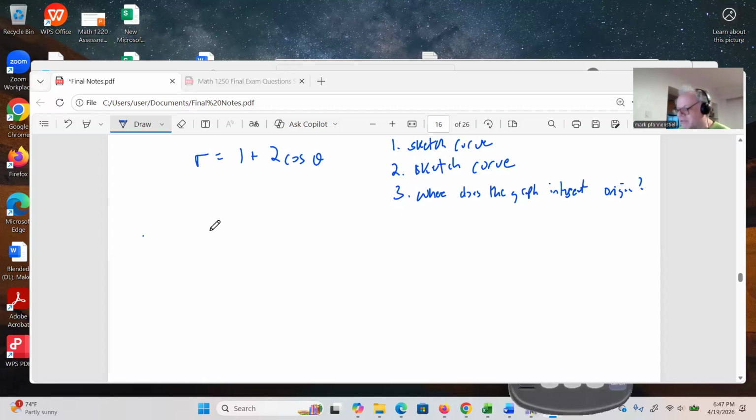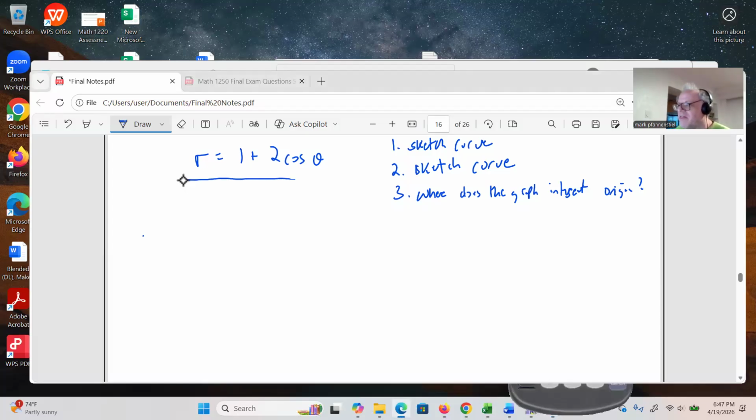Okay, welcome back to trigonometry. We are faced with the polar curve r equals 1 plus 2 cosine theta. We have to sketch the curve on an r-theta Cartesian coordinate axis. We have to sketch the curve in polar, and then we have to figure out where this graph intersects the origin. So we're going to go ahead and draw a picture here.